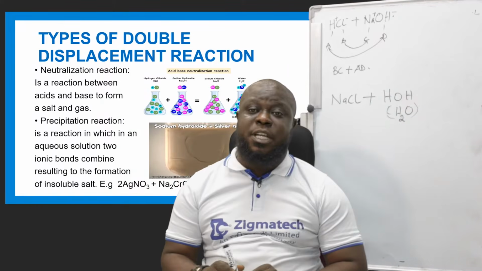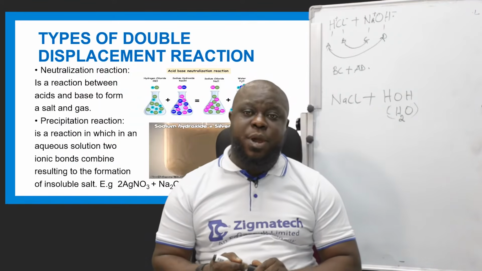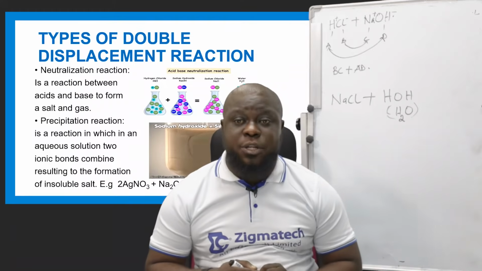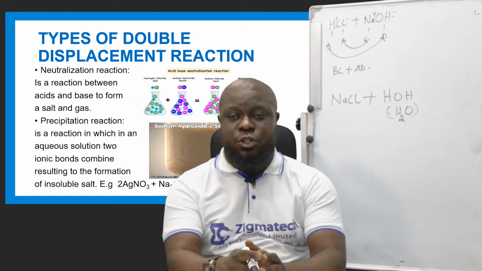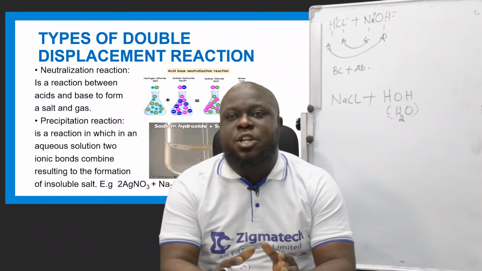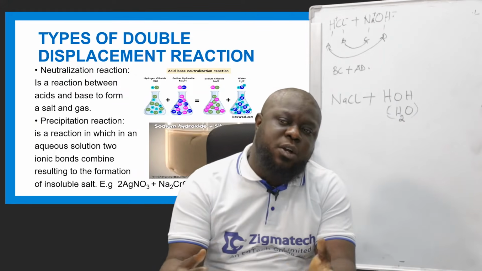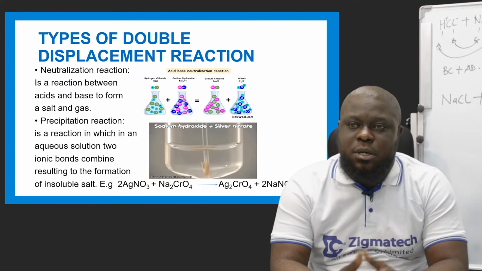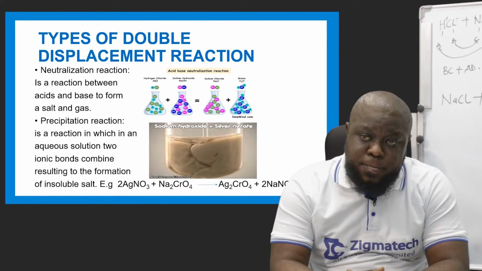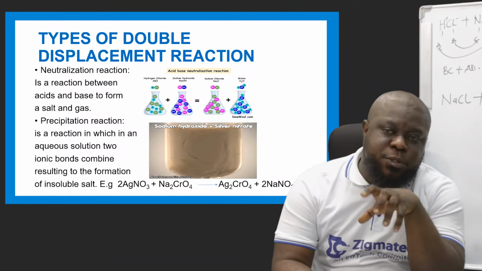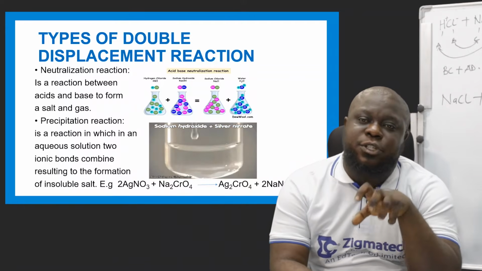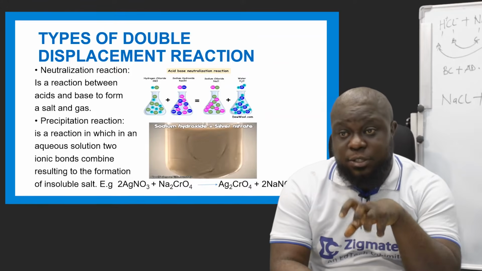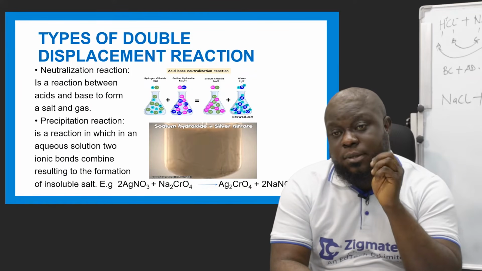Now the other one is precipitation reaction. It's a reaction in which, in an aqueous solution, two ionic compounds combine, resulting in the formation of an insoluble salt. In essence, double displacement reaction produces salt and water. Sodium nitrate is a salt. Okay? Now, insoluble salt. This one is telling you that the salt cannot, as you're seeing on the screen, the salt did not dissolve in the water.